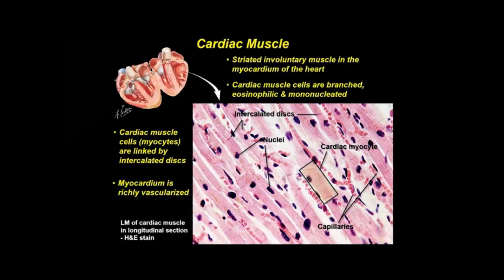Cardiac muscle is striated involuntary muscle in the myocardium. Cardiac muscle cells, or myocytes, are branched and mononucleated and possess an eosinophilic sarcoplasm with cross striations. Myocytes are organized in a spiral arrangement of layers and are linked by intercalated discs, which appear as dark, jagged, transverse lines between the cells. Of the three kinds of muscle, cardiac muscle is the most richly vascularized, with many capillaries and surrounding connective tissue.